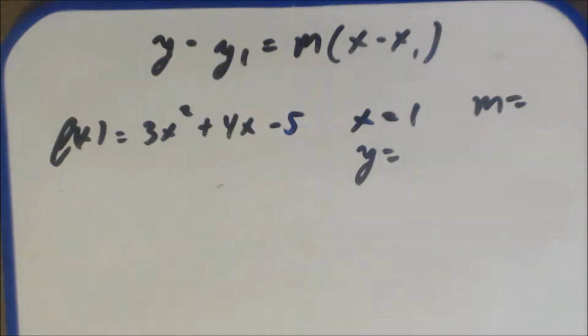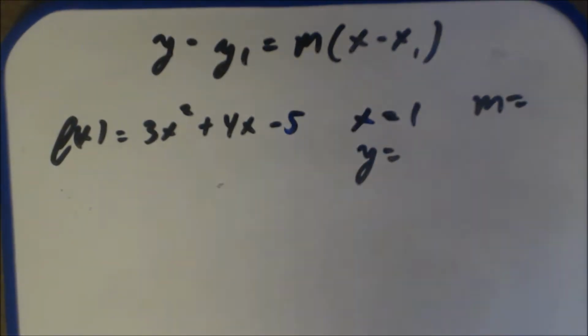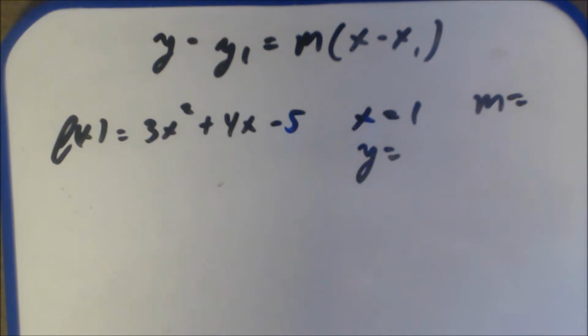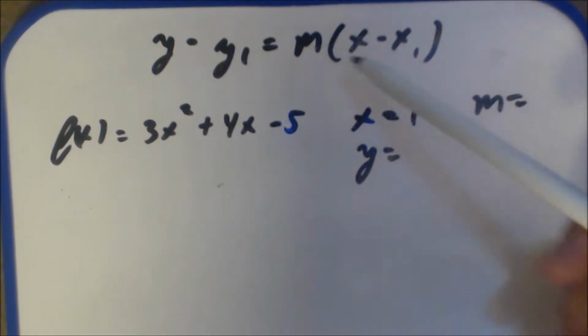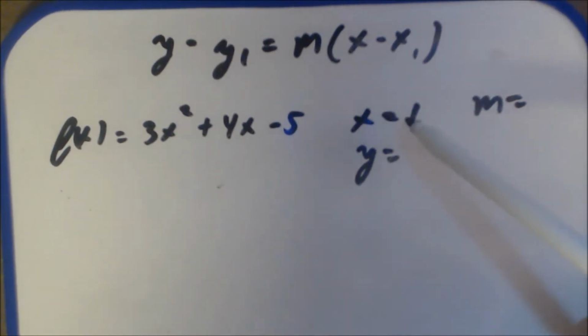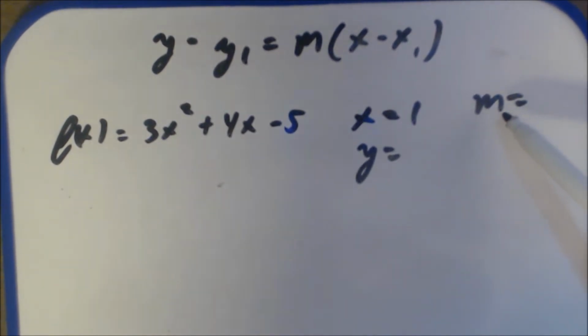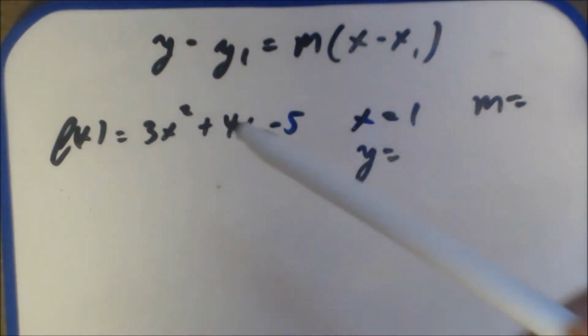Hello again, and in today's video we're going to be finding the equation of the tangent line. In order to find this, we need to use the point-slope formula, and we also need to find what x is equal to, what y is equal to, and what m is equal to. Now in order to find m, we have to find the first derivative of this, but first we're going to find y.